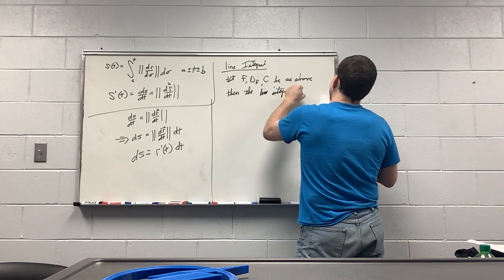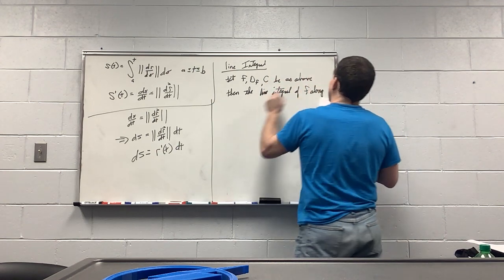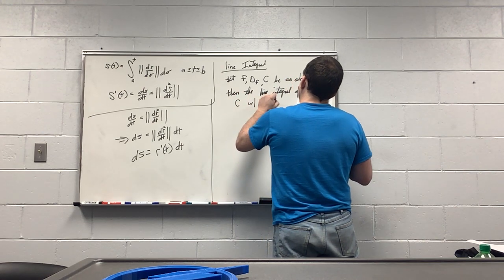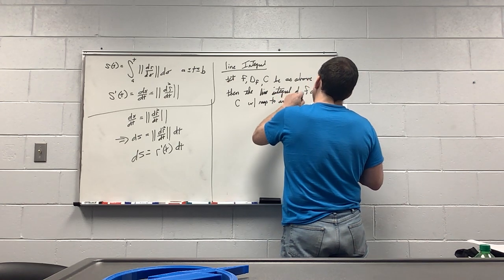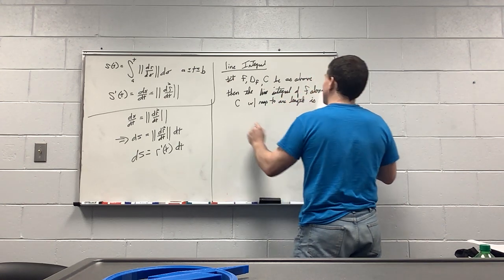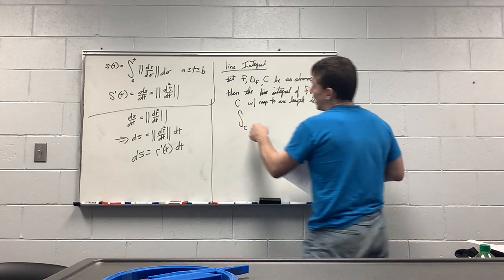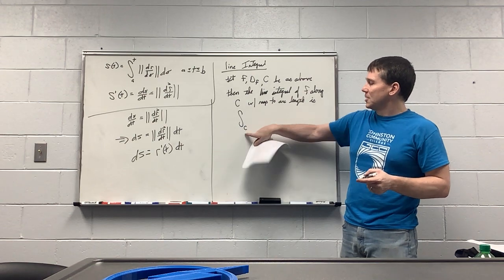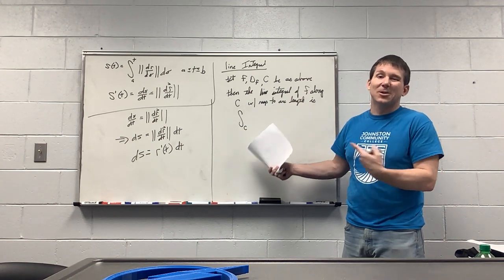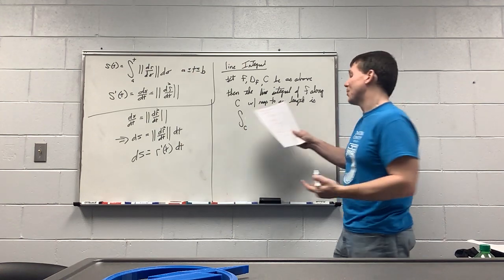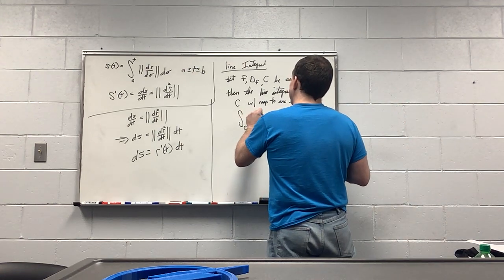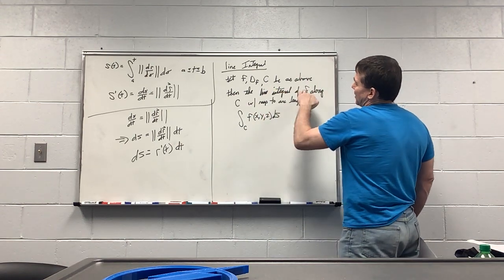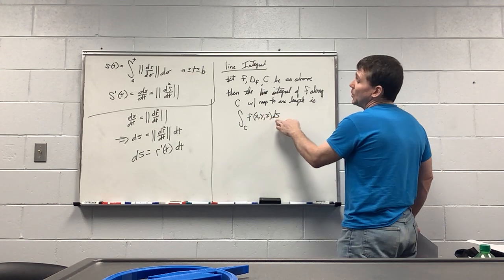Then the line integral of f along C with respect to arc length is the integral along C. Keep in mind again, there's all this different notation we use for integrals: path integral, line integral, curve integral. So just be aware. Of f of x, y, z, ds. And again, this is important. This is the line integral of f along C with respect to arc length, which is ds.